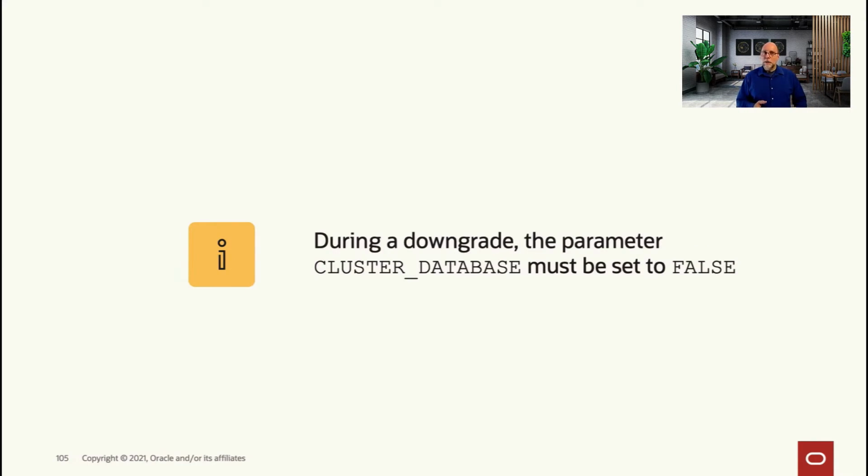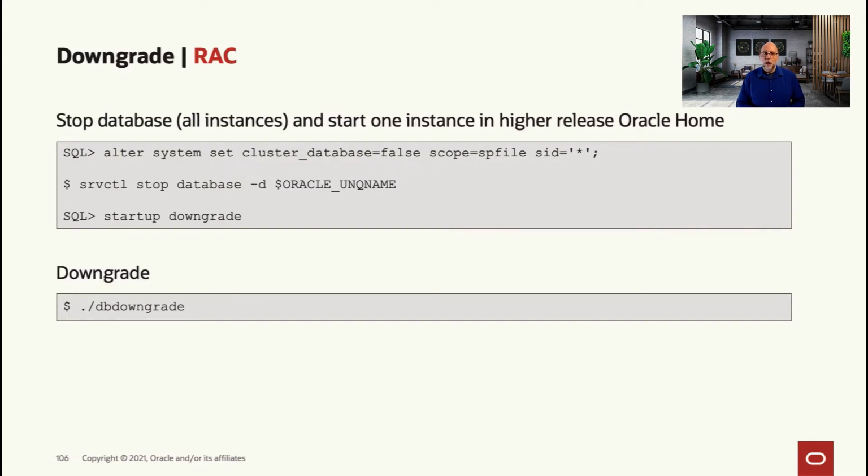Just like upgrade, there's that phrase again, just like upgrade, for downgrade, cluster database has to be set to false. We're only going to be working on one node of the cluster to perform the downgrade. So what we would do is we would stop all the other instances, stop all the instances of the database and set cluster database to false. And then you can simply downgrade using the db downgrade script.